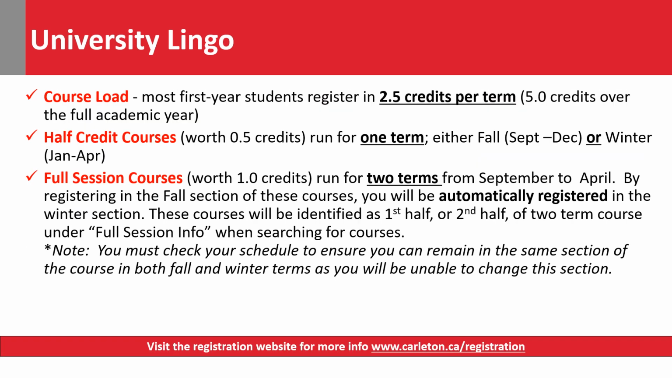Course load. Most first-year students register in 2.5 credits per term, which equals 5 credits over the full academic year. Half-credit courses are worth 0.5 credits and run for 1 term, either fall or winter. Full session courses are worth 1 credit and run for 2 terms from September to April.